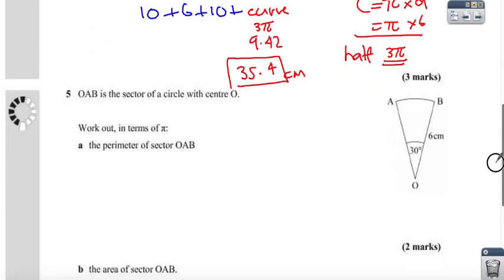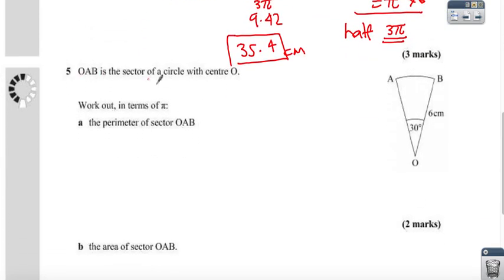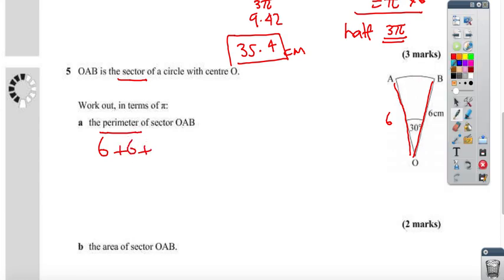Okay. Question 5. OAB is the sector of a circle, so part of a circle. Work out in terms of pi, so you don't need to press the SD button this time, the perimeter. Perimeter, we've got 6 down here, plus 6 down here, plus the curve. The curve is that bit, so it's plus the curve.